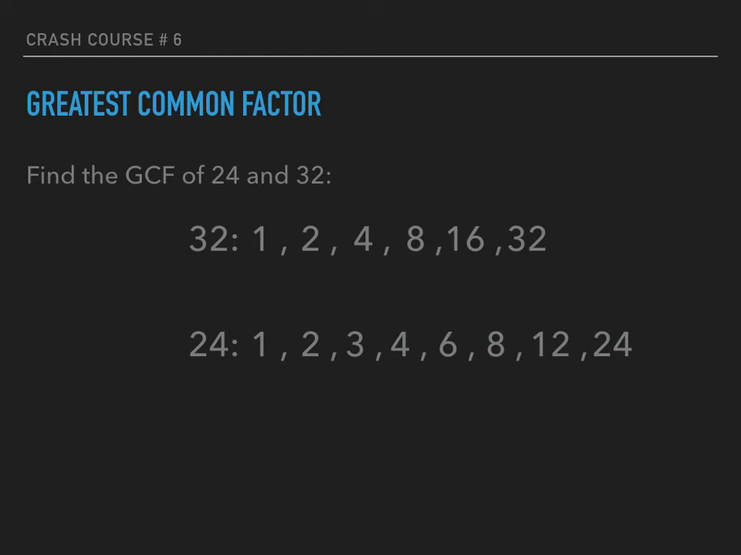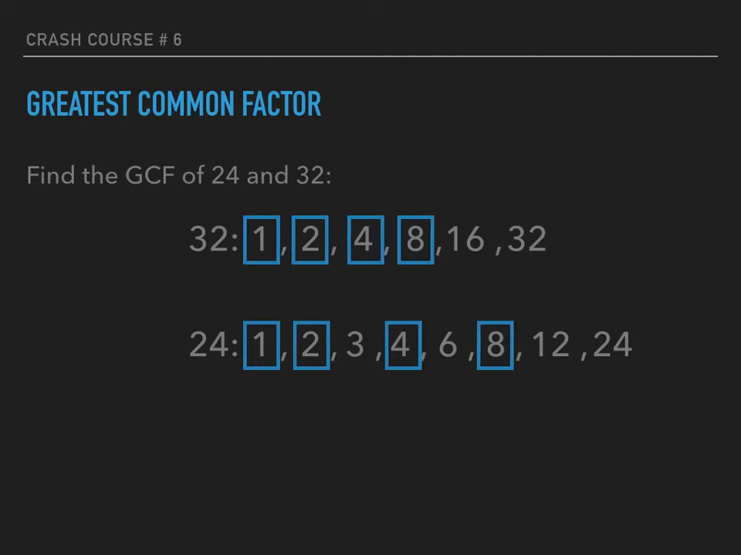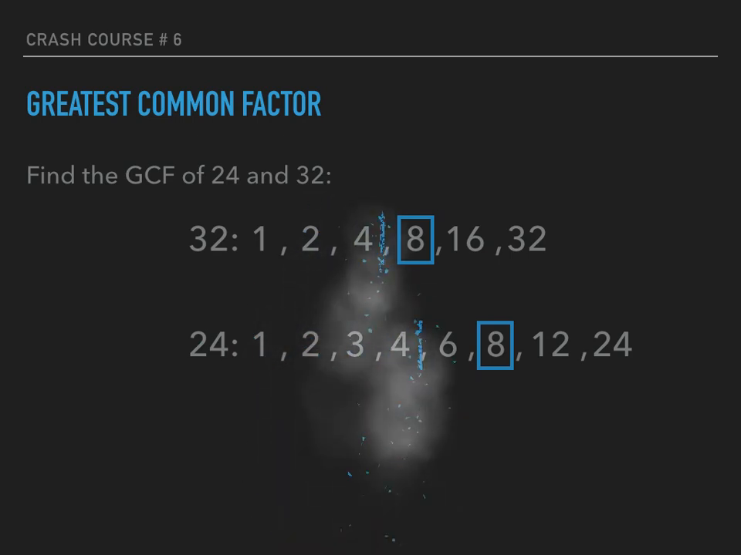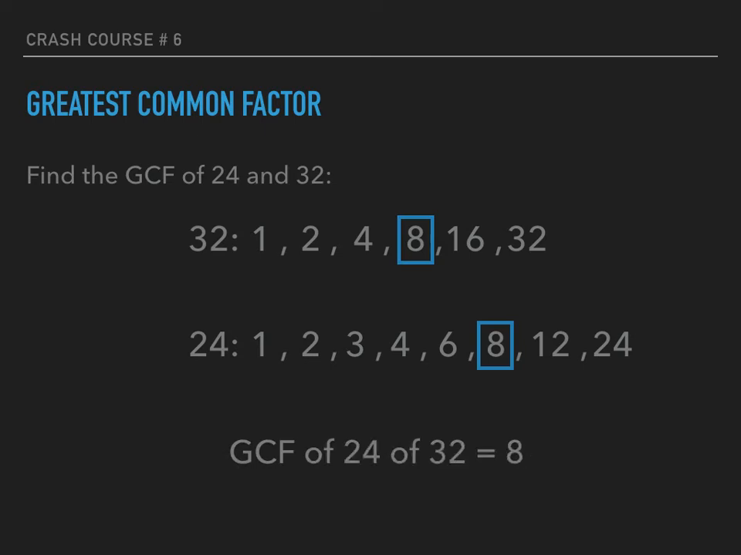Now I want to see all of the factors that they have in common. So I want to determine their common factors. I see they have 1 in common, they have 2, 4, and they have 8. Now that I know all of their common factors, I can determine which one is the greatest common factor, or which one is the largest one that they have in common. So 1 obviously isn't it, and neither is 4. So the largest factor that these two numbers have in common is 8. So the greatest common factor of 24 and 32 equals 8.